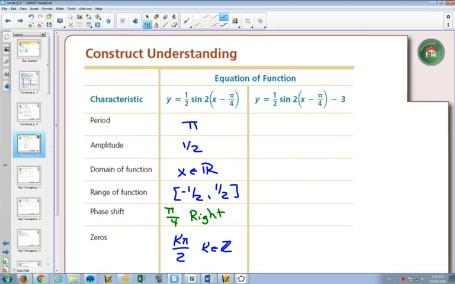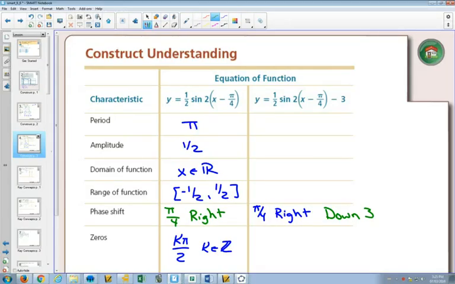Finally, we have a -3. That's going to move everything down 3. So as far as our phase shift goes, we're still going to have pi over 4, right, but now we're going to add to it that we're going down 3. What else will moving something down 3 affect?